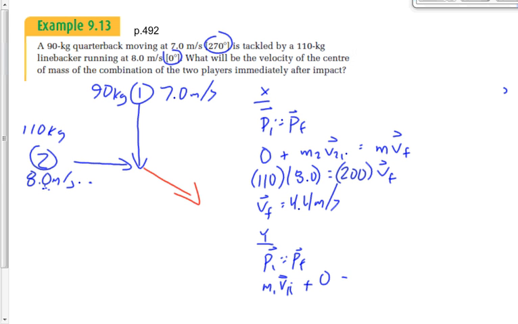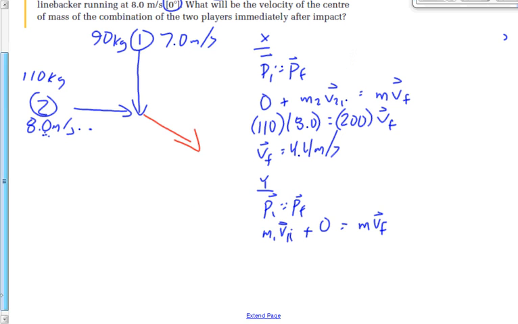Well, they do combine, and afterwards we do have 2 objects, not entirely on the y-axis, but at least partially on the y-axis. We've got 90, and we established that velocity was -7. The combined mass here is 200 kilograms again, times vf. 90 times -7 is -630, divided by 200 is 3.15, so -3.15.